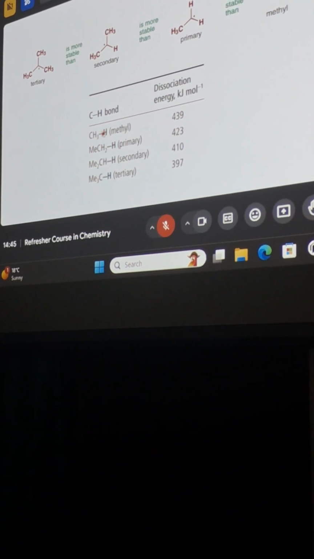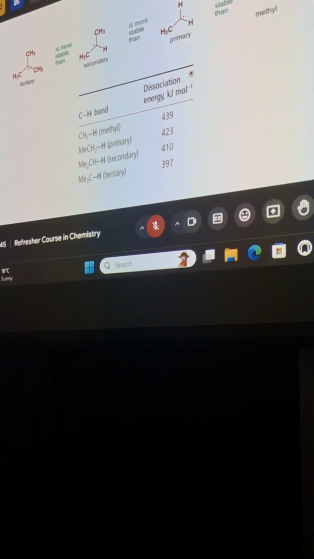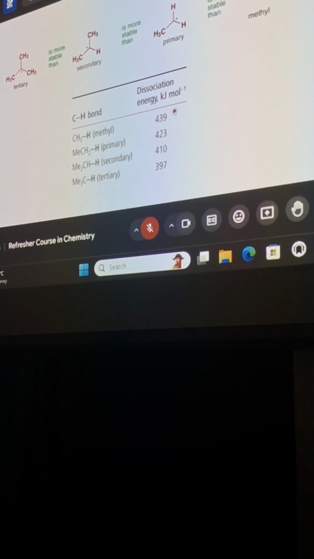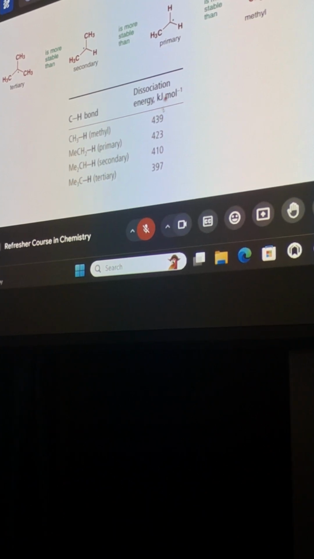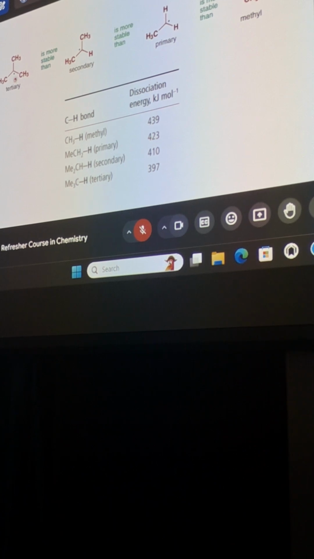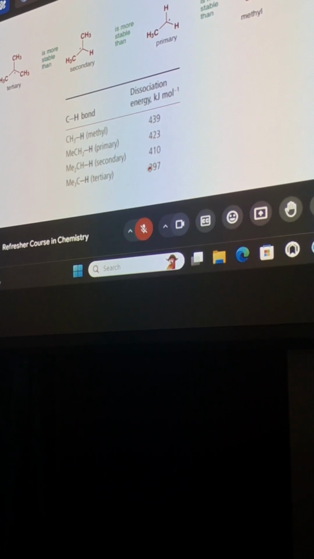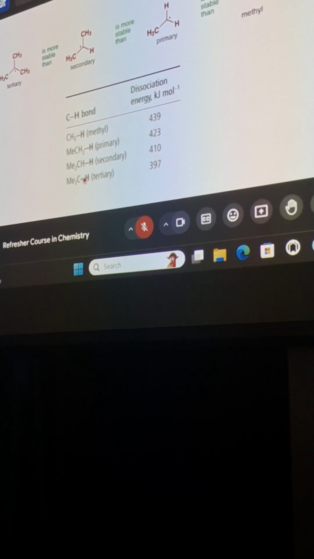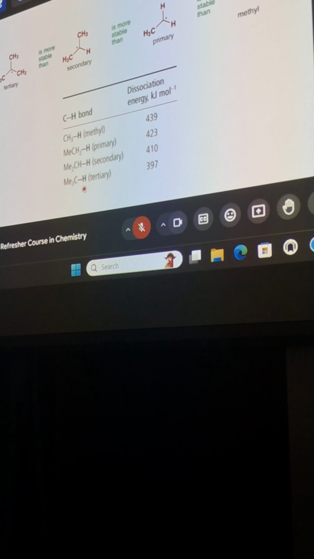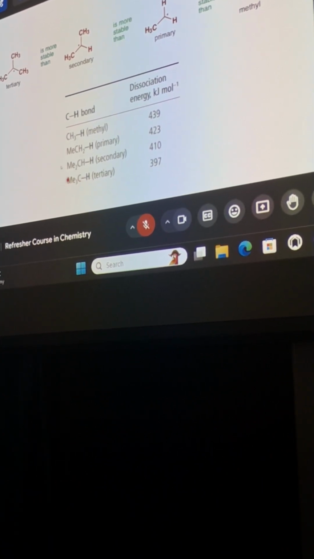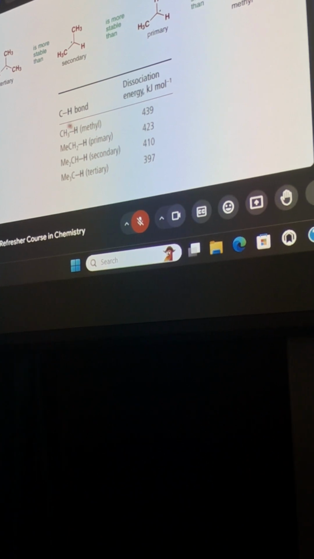This is one of the very important slides, and it is based on bond dissociation energy. A methane molecule can form this methyl radical, which has a bond dissociation energy of 439 kilojoules per mole. On the other hand, a primary radical has a bond dissociation energy of 423, and a tertiary radical has a bond dissociation energy of 397. From here itself, it is very clear that it is much easier to break this bond in a tertiary butane than to break this bond in a methane molecule.